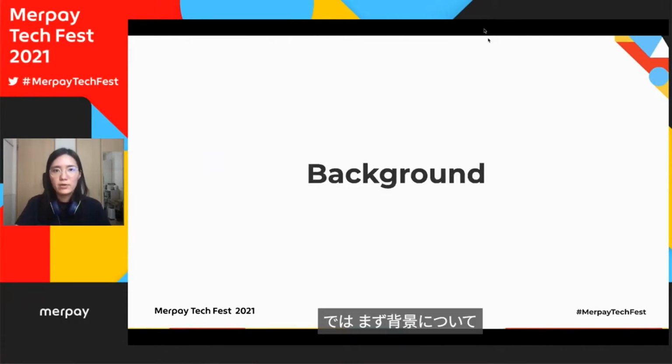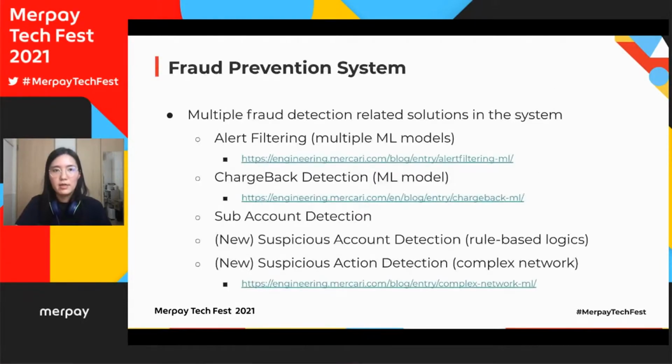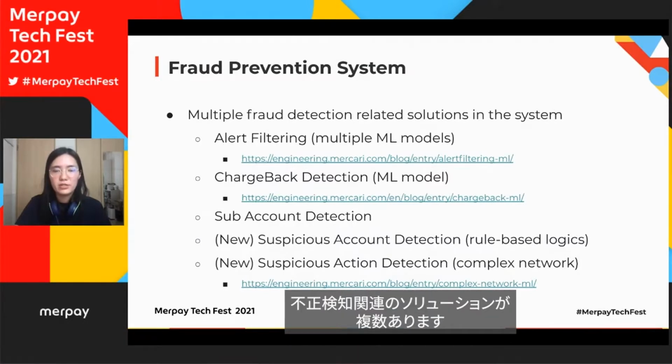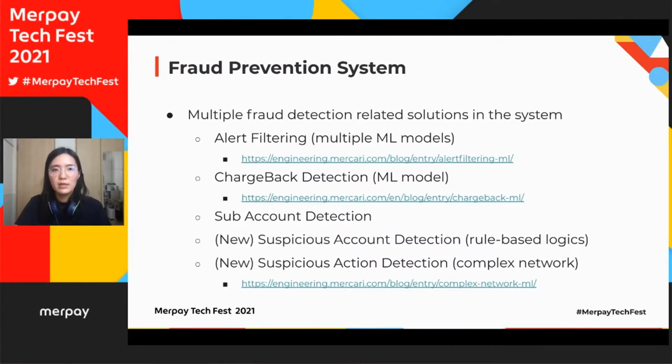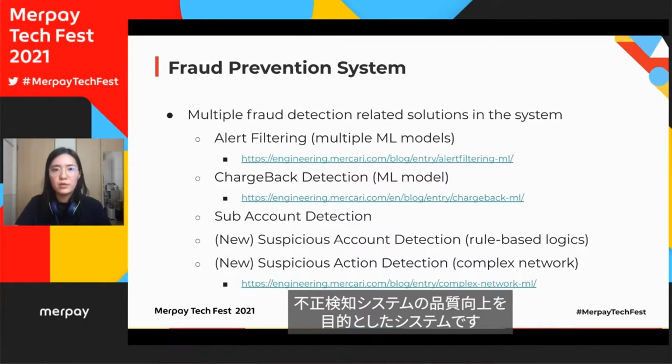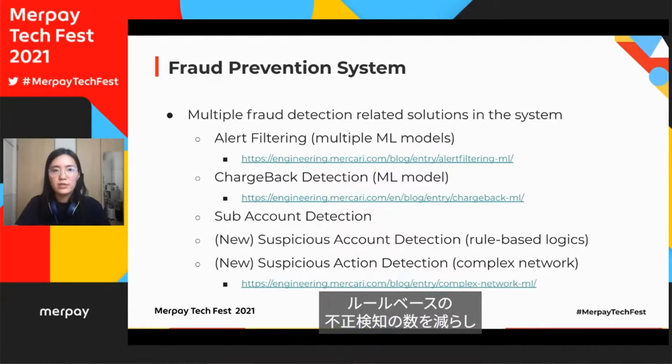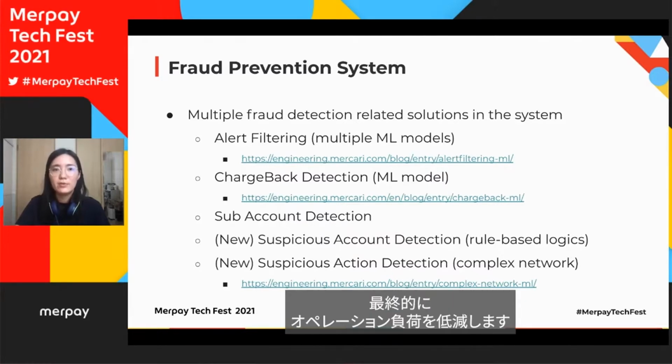Let's talk about the background. In order to handle the growing requirements, so far we have multiple fraud detection related solutions in our system. Alert filtering is a system that aims to improve the quality of fraud detection systems. By reducing the false positive rate, it reduces the number of rule-based fraud detections and finally reduces the operational load.